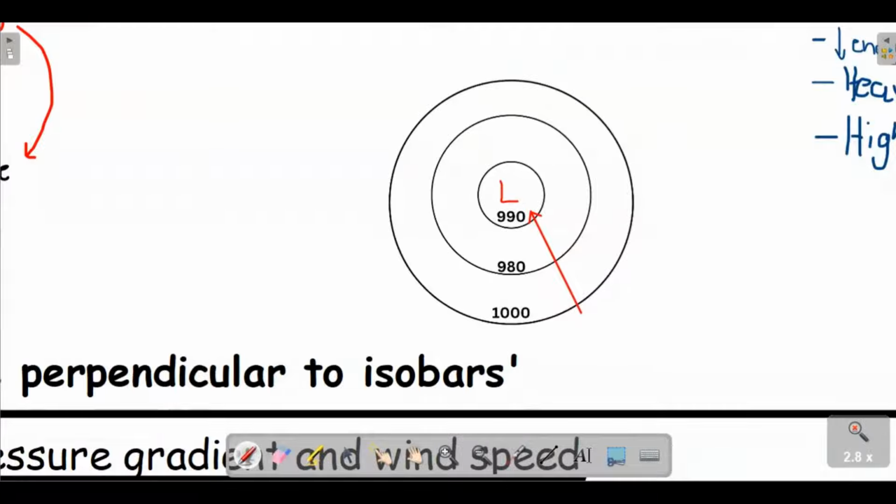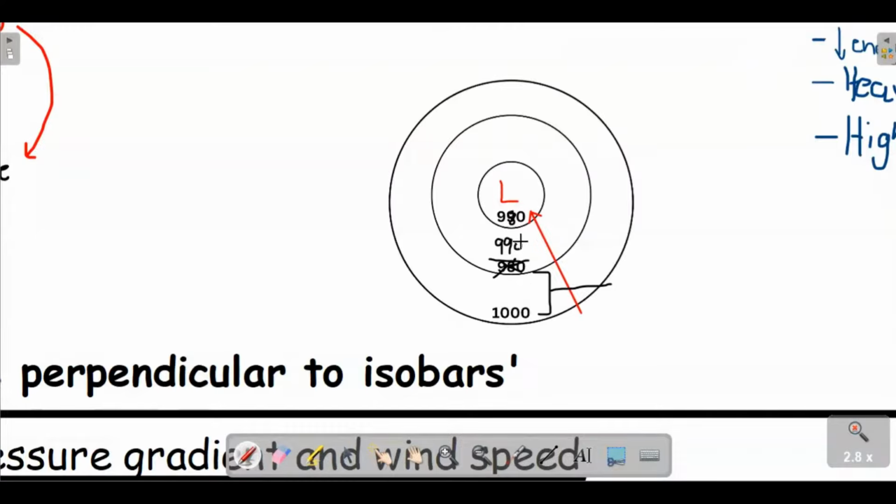Another thing I want to mention is the difference between consecutive isobars, or consecutive isobaric values. So the difference between 1000 and 980, what is the difference there? And I think this should actually have been 990 here. I'm sorry about that, guys. So this should have been 990 over here, and then 980 over here. Yeah, I'm sorry about that. Okay, so from 1000 to 990 to 980.